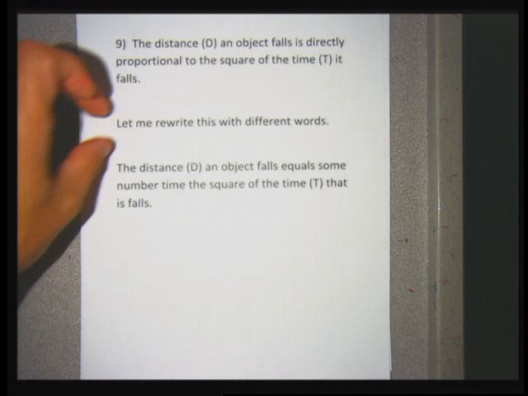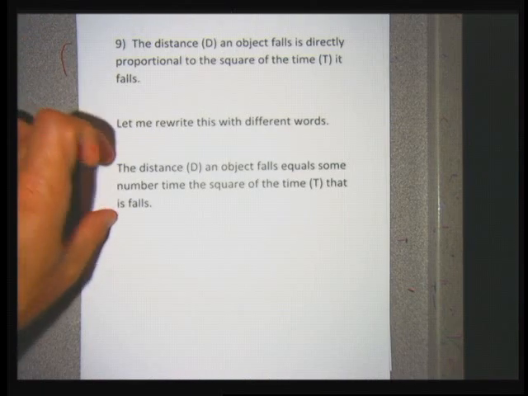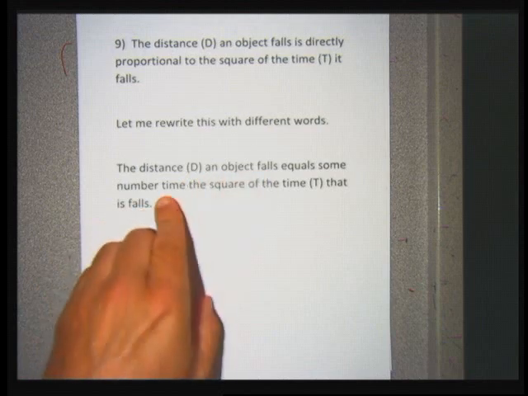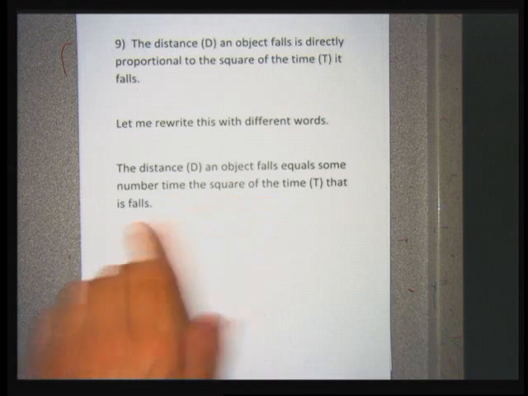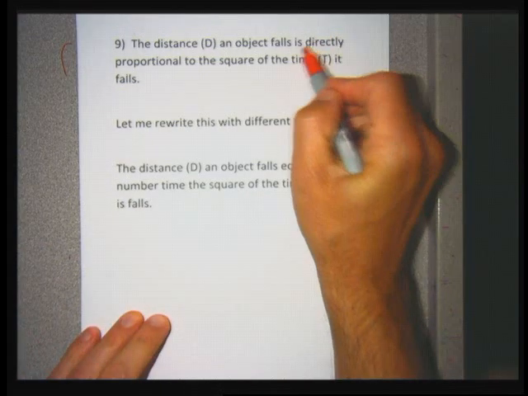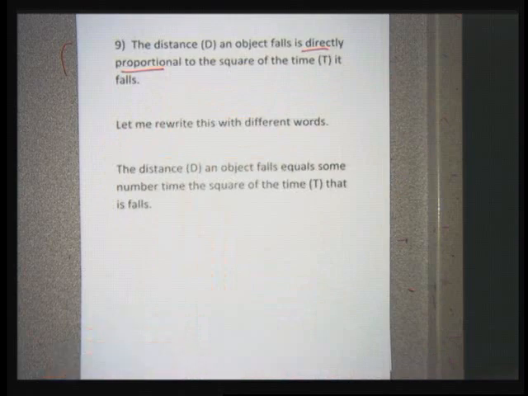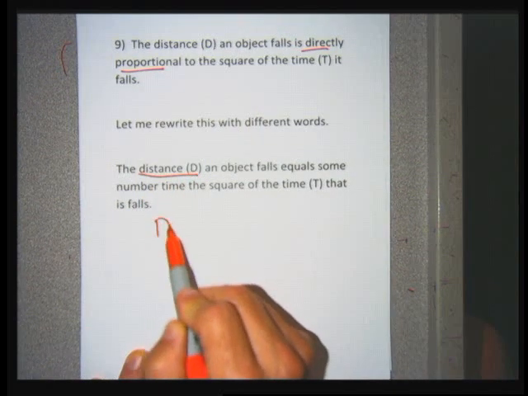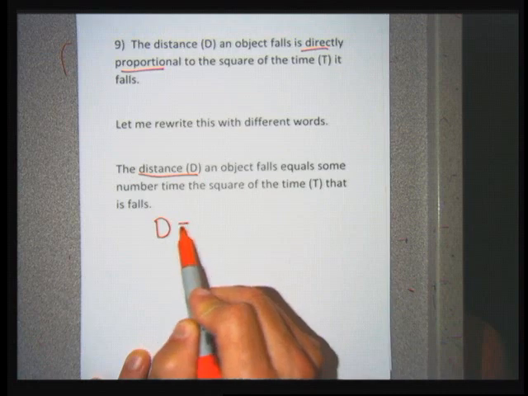I did the same thing. I took the statement and wrote it in better words. I wrote the distance d an object falls is equal to some number times the square of the time that it falls. So immediately, when I see varies directly or is directly proportional to, I know I need an equation with a k. I have one letter to the left of the equal sign, then an equal sign, and then one letter after the k. The first letter in the problem represents the distance, and that's going to be the letter that goes to the left of the equal sign.